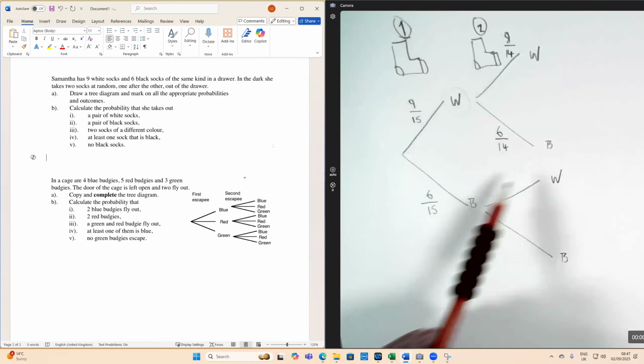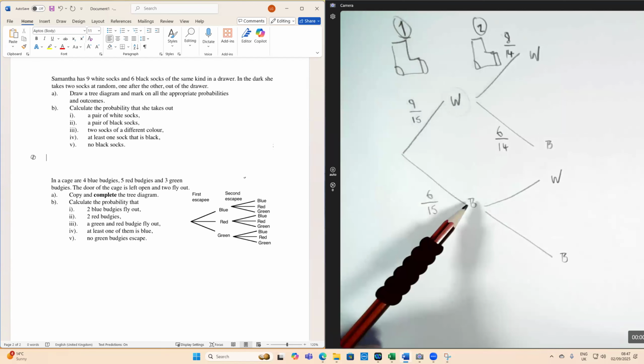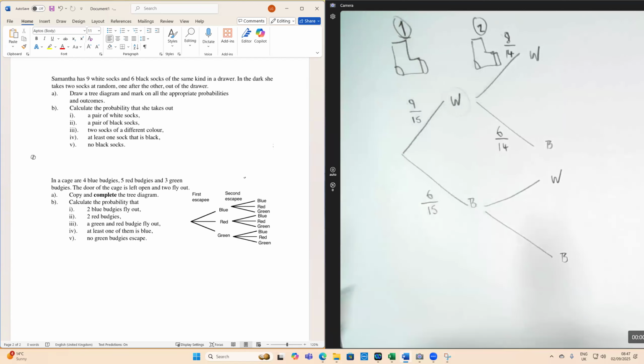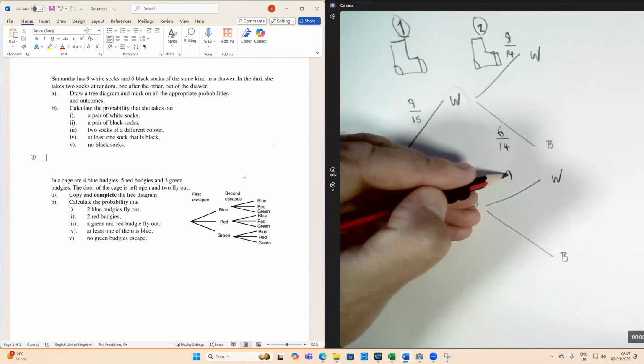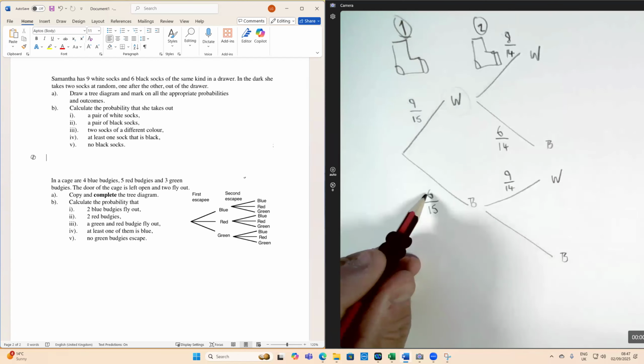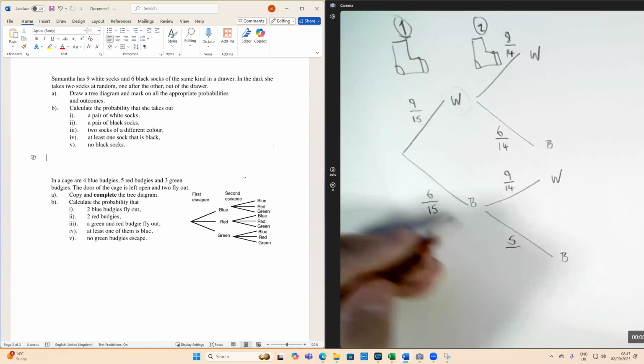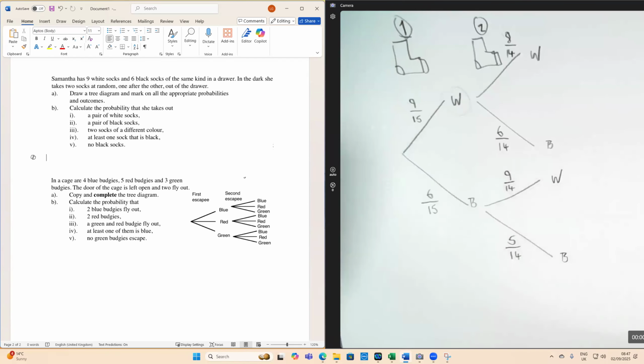Now let's look at this alternative version here. Let's imagine that Samantha first withdrew a black sock from the drawer. When Samantha goes to reach in the second time, there are still 9 white socks in there out of the 14 that remain. But because she's already taken a black one out, there are now only 5 black socks out of the 14 that remain in the drawer. Now, this is quite a big jump up in terms of level of difficulty compared to what we were looking at with the independent events. And this is the point where a lot of students find it a lot trickier.